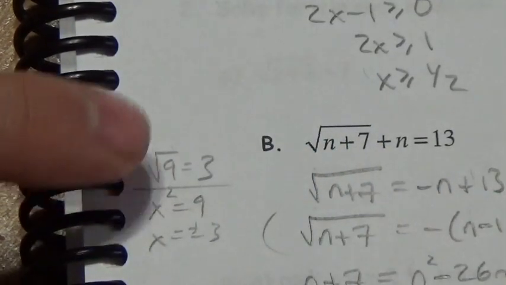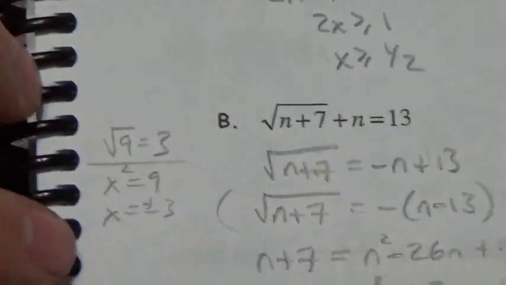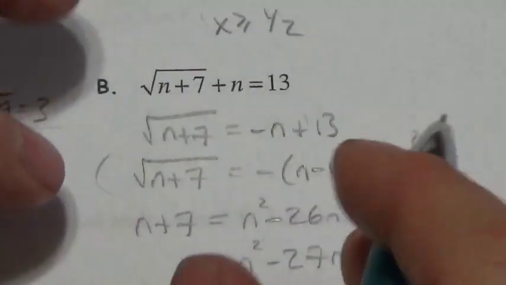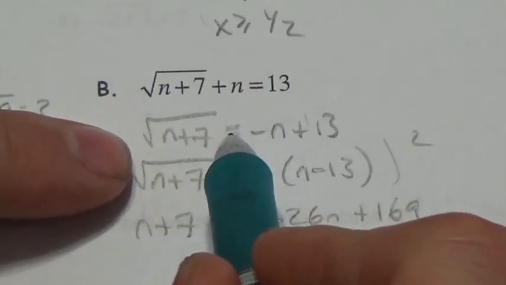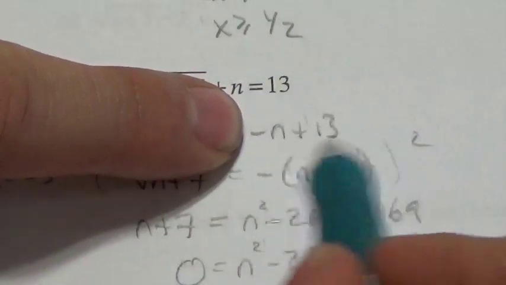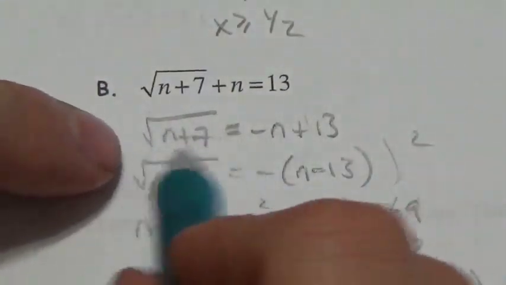The answer is only positive 3. We call this the principal square root. Now, what that means, and how that relates to this, is that when you take the square root of an expression, the result must be a positive number. So whatever that radical is equal to must also be positive.